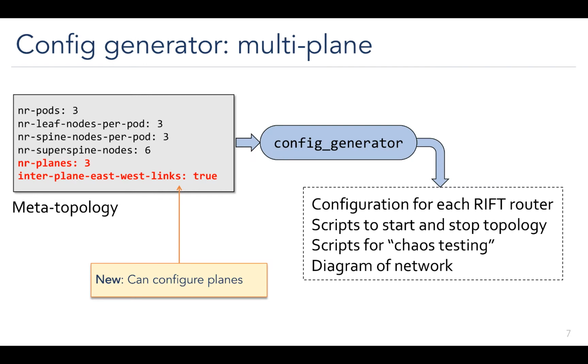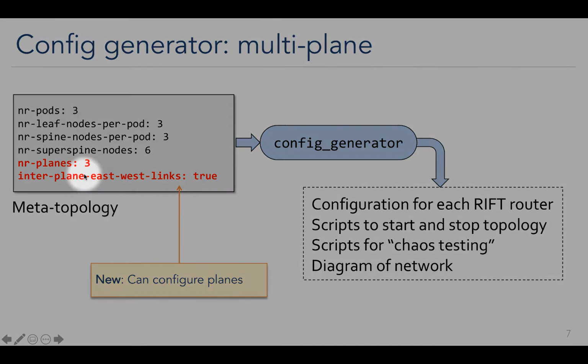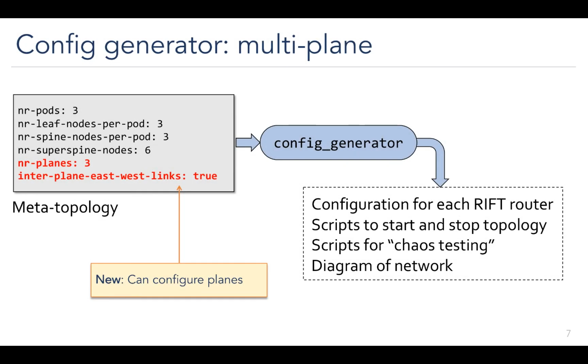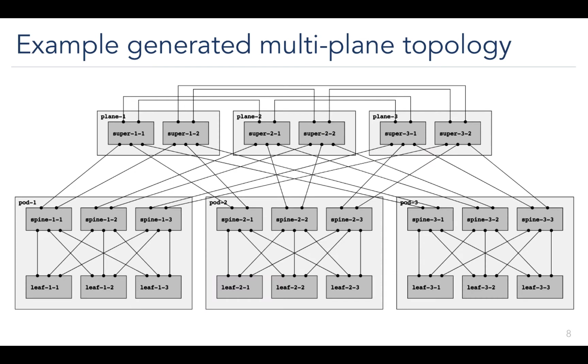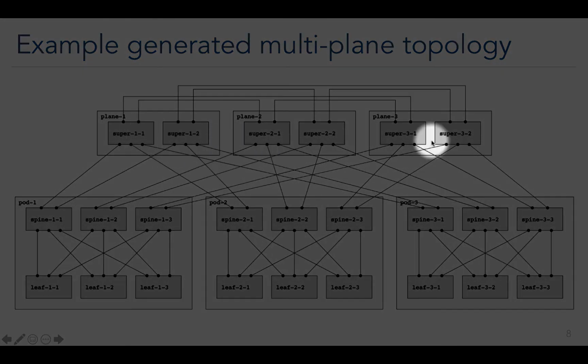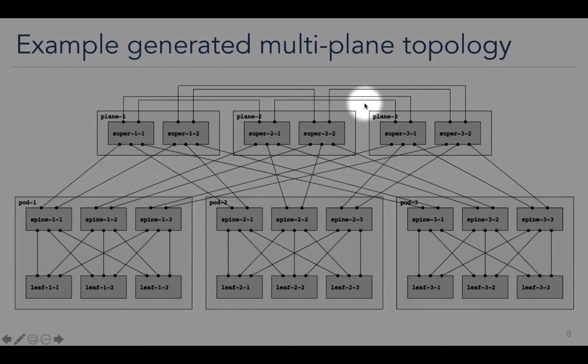Rift Python includes a configuration generation tool that takes a very high-level description of the topology, the so-called meta topology, as input and generates detailed configurations for individual Rift nodes as output. This tool has been enhanced with the ability to support multiple planes. Here we see an example of a multiplane topology generated by the configuration tool. In this example, we have 3 pods, and we have 3 planes, and we have east-west interplane loops to connect the planes to each other. In these multiplane topologies, there are new failure scenarios that can be fixed with negative disaggregation.